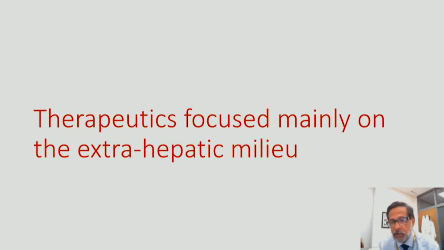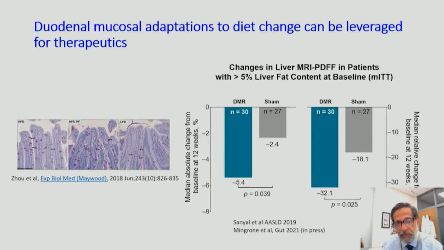Now, the second key concept I want to make is that the liver disease is secondary to the extrahepatic milieu, and the liver is a victim, and that NASH is not a primary liver disease. So of the extrahepatic milieu that drives the disease, one of the key areas is the intestine.